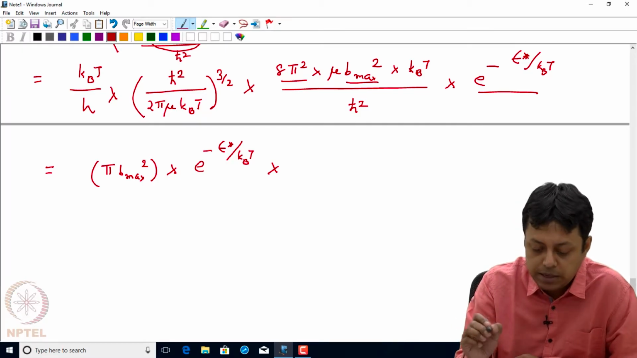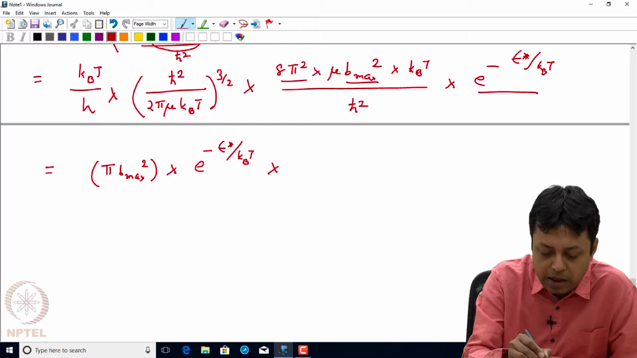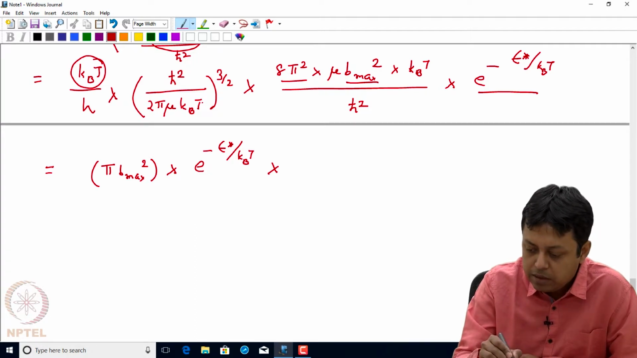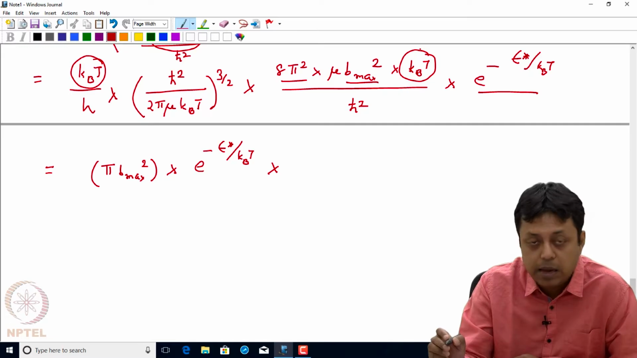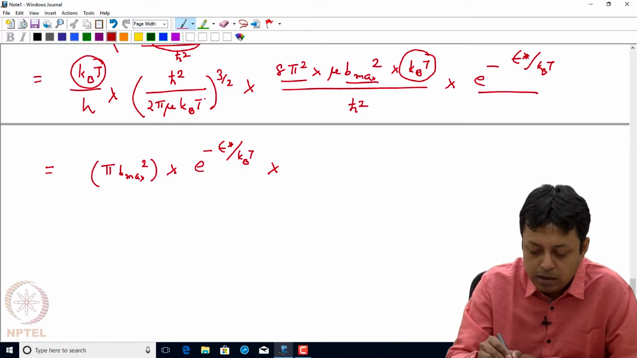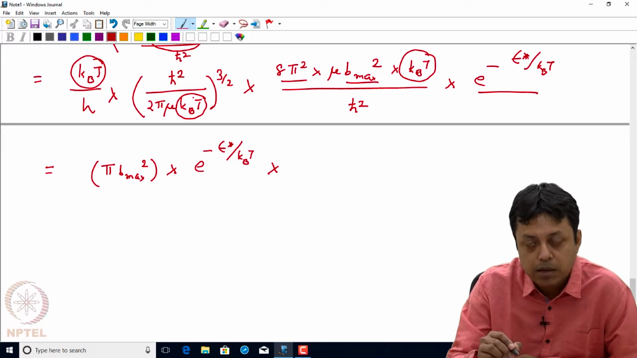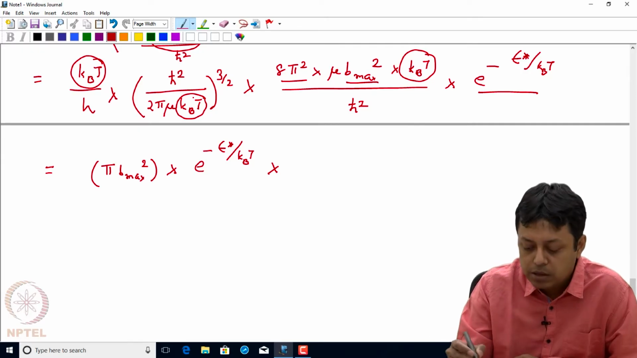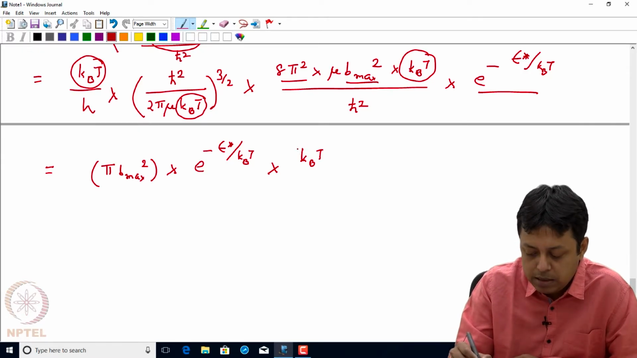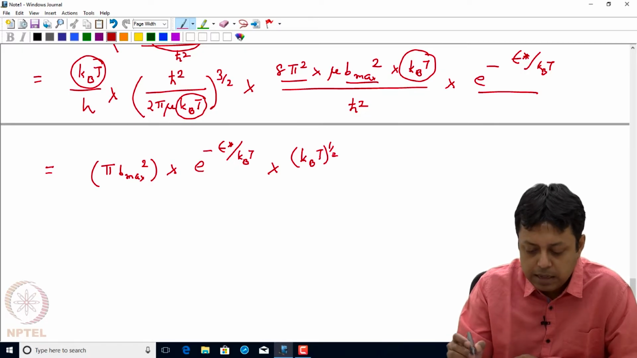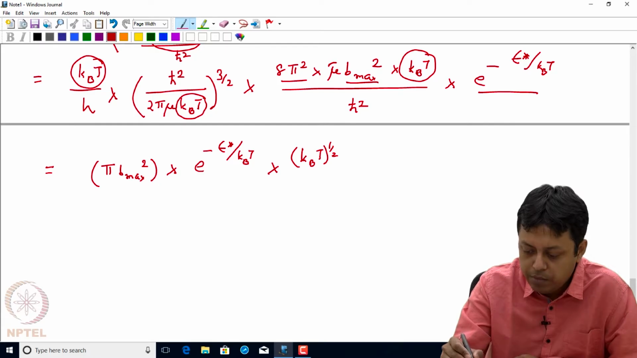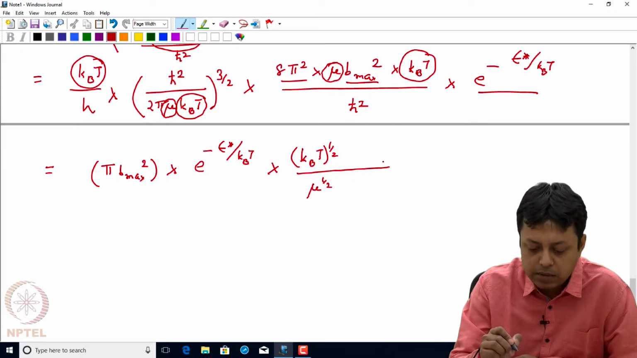Let us first calculate the kBTs. What we have is kBT here, and then I have 1 kBT here. So, this gives me kBT squared, and then in the denominator I have kBT to the power 3 by 2. So, it is kBT squared divided by kBT to the power 3 by 2. kBT squared is kBT to the power 4 by 2. So, together I will have kBT to the power half, and then what else? I have 1 mu here, and I have mu to the power 3 by 2 in the denominator. So, I will have mu to the power half in the denominator.